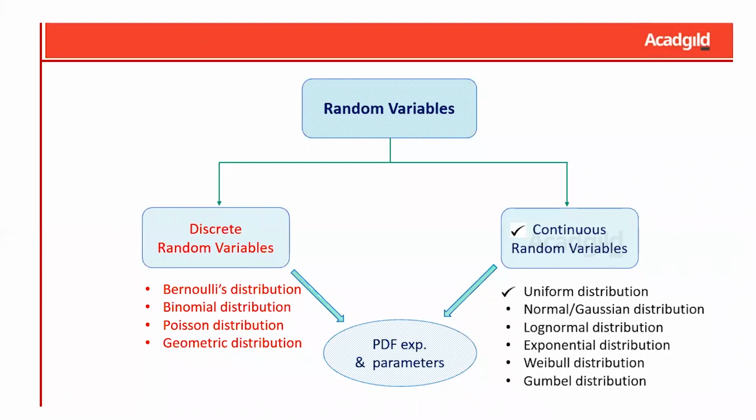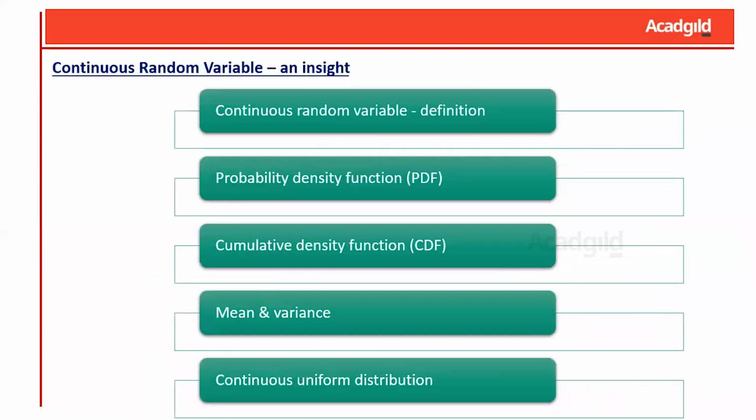So let us have a look at the sections which we will be dealing with under this topic. Continuous random variables can be broadly classified as normal distributions, uniform distributions, lognormals, exponential, Weibull and Gumbel, etc. First we'll look into what a continuous random variable is, the PDF, what the CDF means, the mean and the variance, and the continuous uniform distribution. Now these 5 topics will be covered in the next 2 videos.